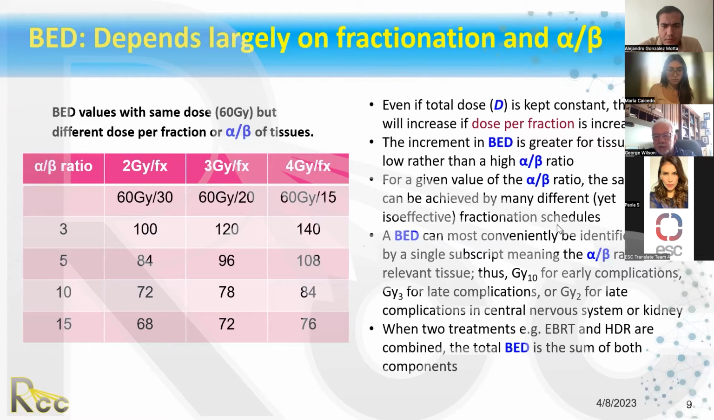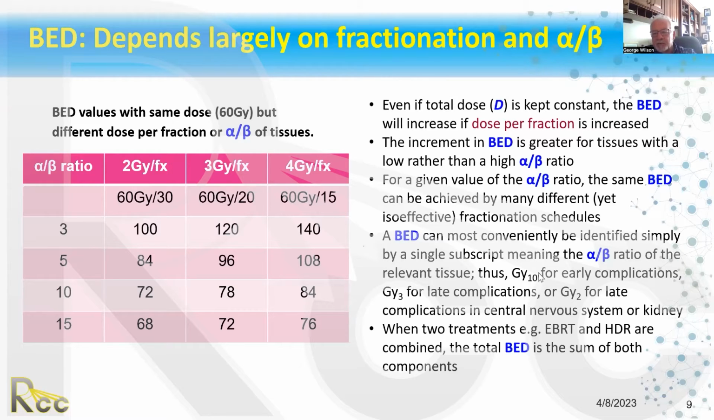And one of the things that we do with BED is that we usually write it with a subscript, and that subscript is really the alpha beta value. So for early complications, it would be in gray 10. For late complications, it would be in gray 3. And some tissues like spinal cord, heart, it's even lower at gray 2. So again, there are different alpha beta values for different normal tissues and tumors, although in general, we can't really measure it for each individual tissue and tumor. And so we tend to make assumptions of a value for that particular tissue or tumor.